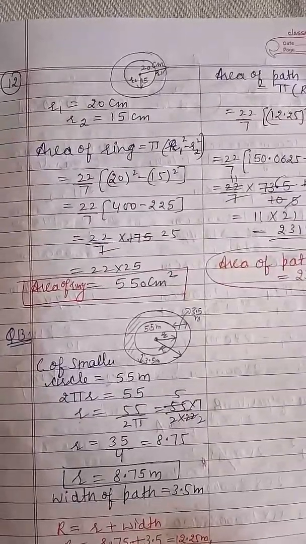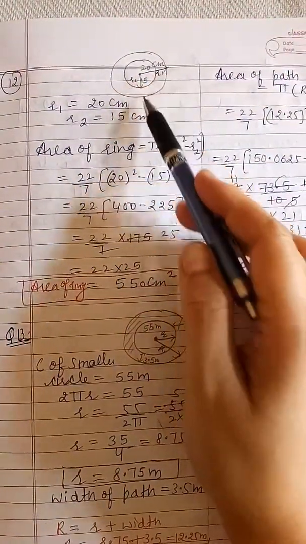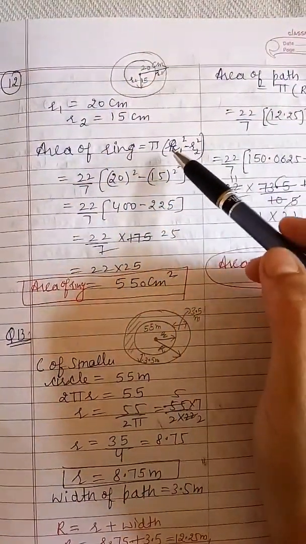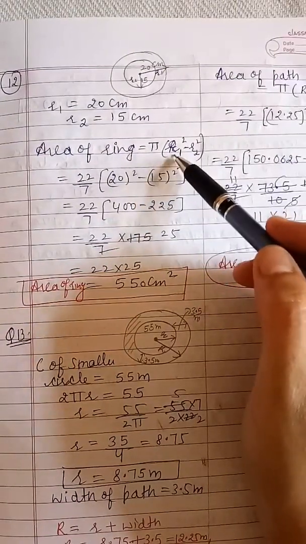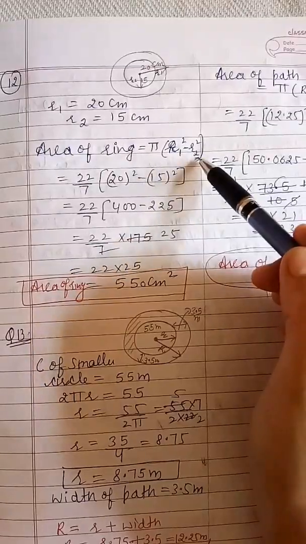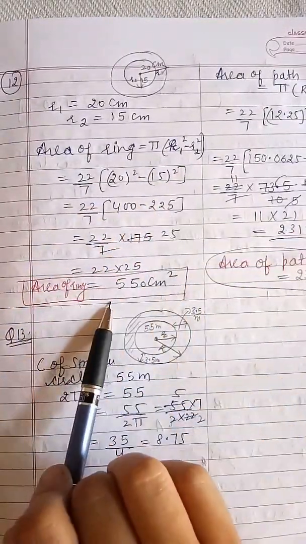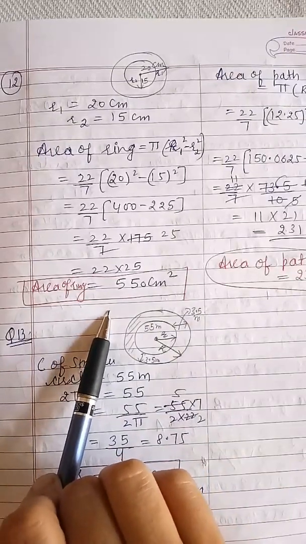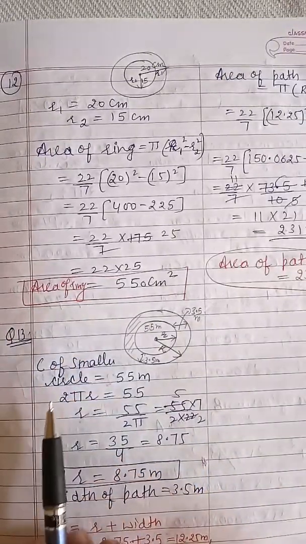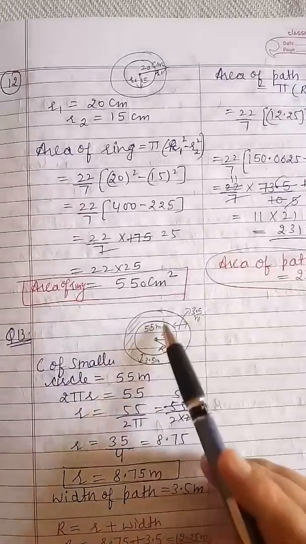Question number 12. In the 12th question, the bigger radius and smaller radius, R1 and R2, both are given. So they are asking you to find the area of the ring. So that is pi (R1 square minus R2 square). R1 is the bigger value and R2 is smaller. So we can apply the formula and put the values, and we will get the area of the ring, 550 centimeters square.